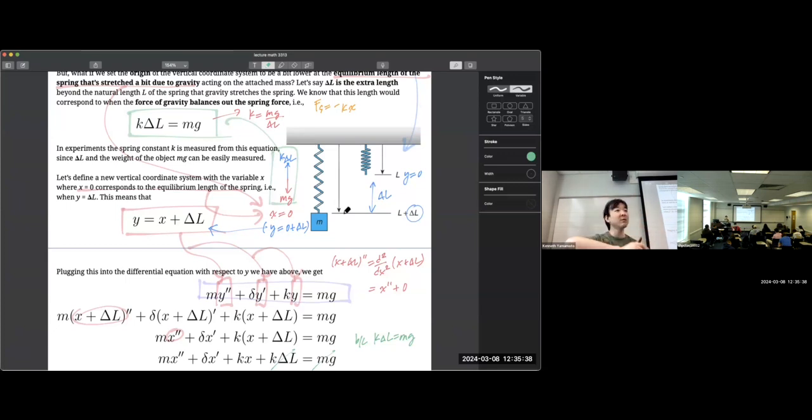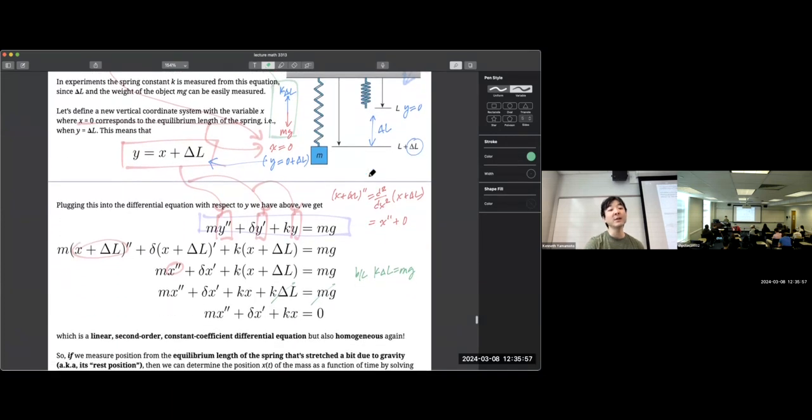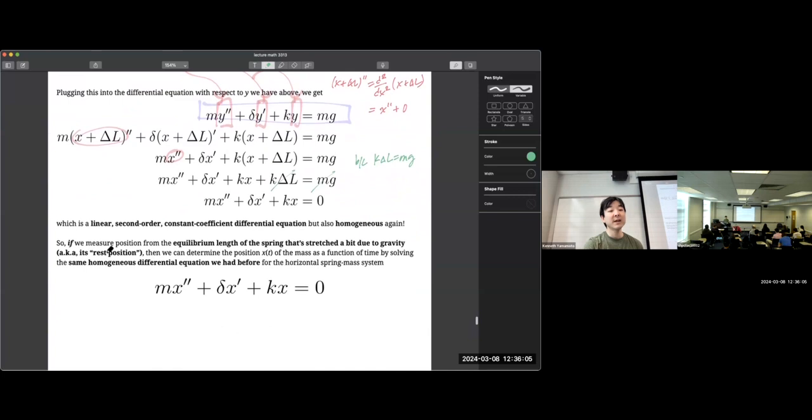Your solution will give you oscillations with respect to that position rather than the position that would have happened if you had taken the mass off and just looked at the natural length of the spring. So your 0 position will be different. So you just have to keep that in mind. But if you use that new 0 position, you can just get away with solving the homogeneous equation. So this is like a big if.